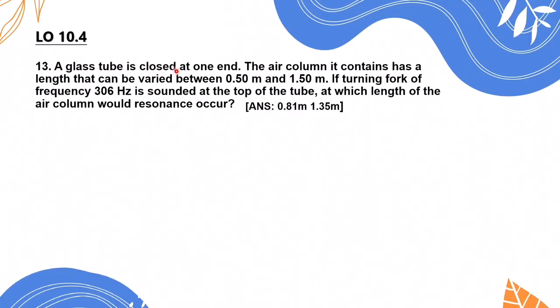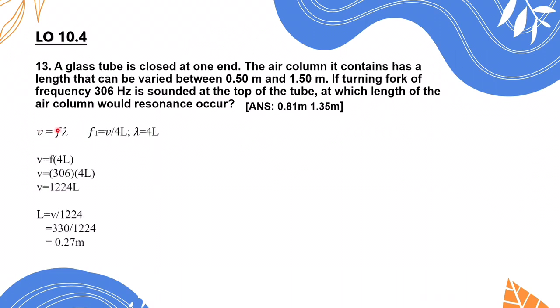A glass tube is closed at one end. The air column it contains has a length that can be varied between 0.5 meter and 1.5 meter. If a tuning fork of frequency 306 Hz is sounded at the top of the tube, at which length of the air column would resonance occur? So first we need to take out these two formulas, which are v equals f lambda and f equals v over 4L. By comparing these two formulas, we know that lambda equals 4L.